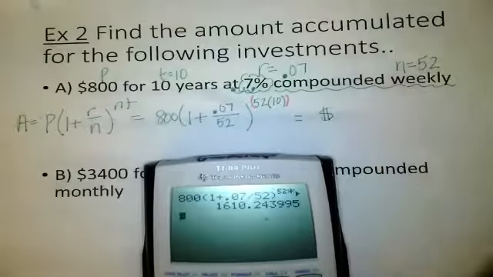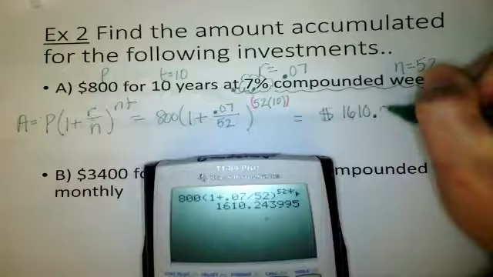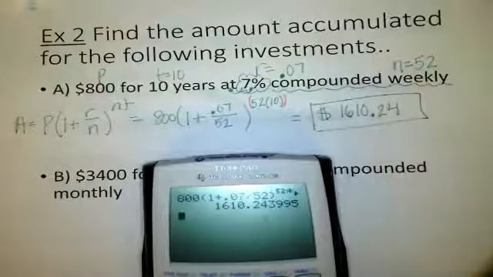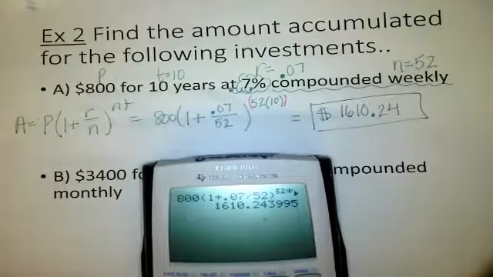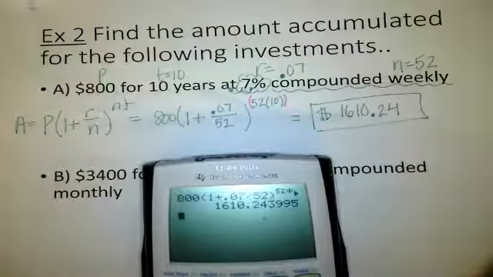And so hopefully you got the same thing. If you did not get $1,610.24, then you typed something in wrong. So let me know if you didn't get it. Did anyone not get it? This is really important that you know how to use your calculator. The little idiosyncrasies. Oh, that's a good word. All right.